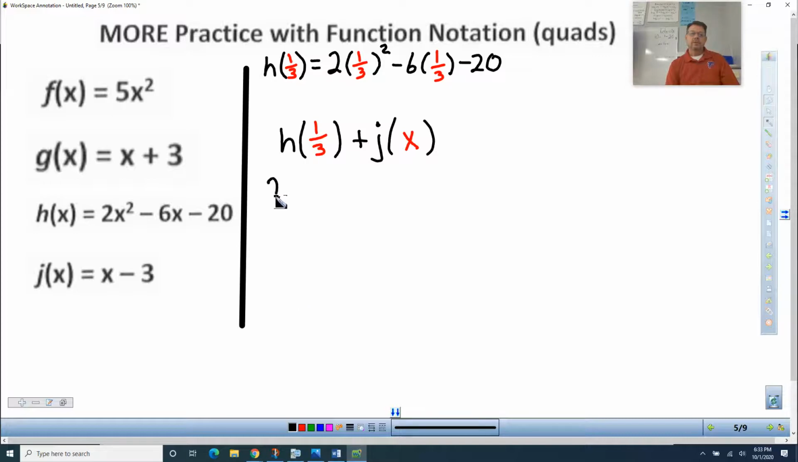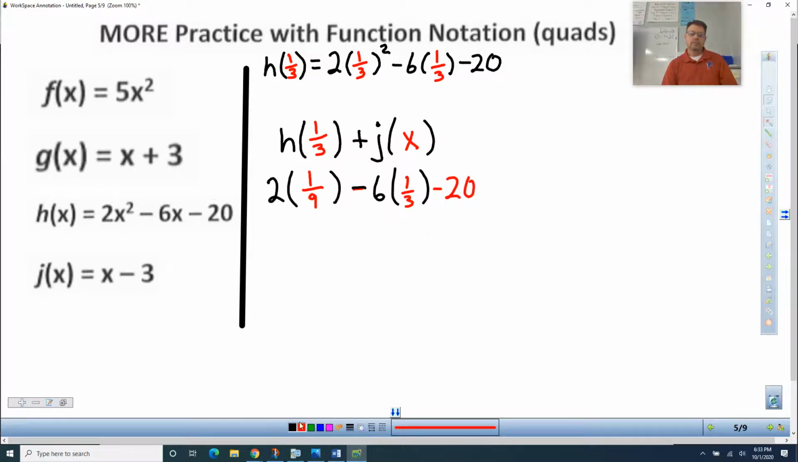So we got 2. So what is 1/3 squared? Well, that is 1 times 1 is 1. 3 times 3 is 9. Okay. Then minus 6 times 1/3. Okay, there's not much going on with that. Then minus 20.